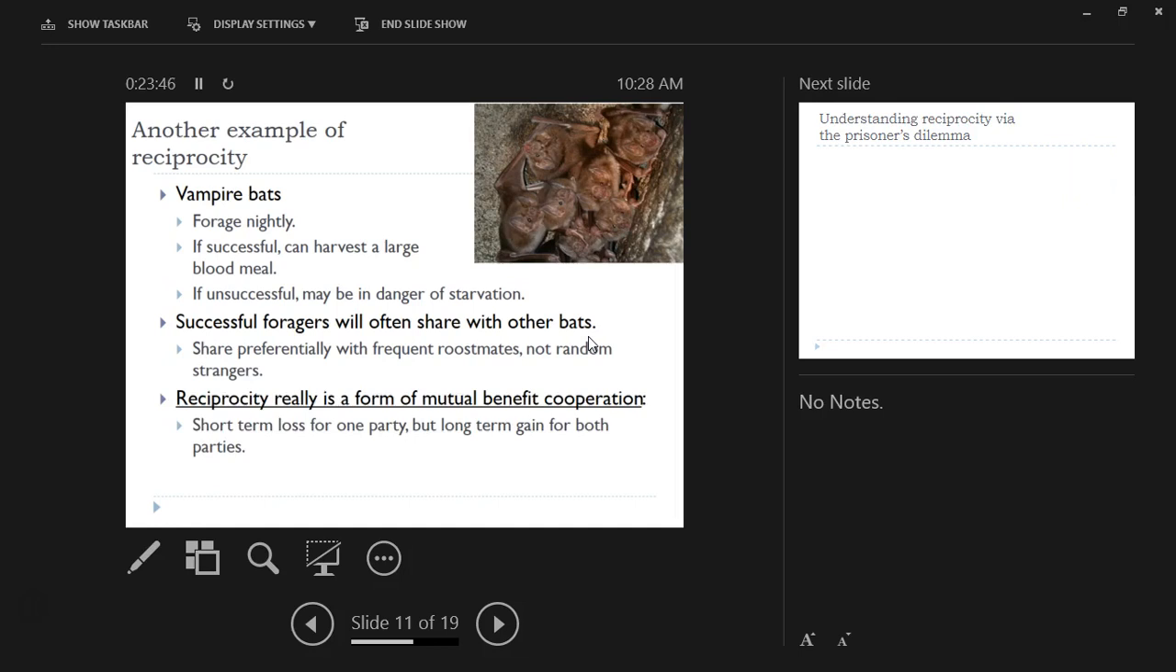So again, the story here is that this is reciprocity. You're giving of your own, paying a cost now and benefiting another individual now, but you'll receive a benefit for that later on. You'll have that paid back to you. This is kind of a paying-it-back system. So this is a form of mutual benefit and cooperation: a short-term loss for one party, but a long-term gain for both parties in the end.